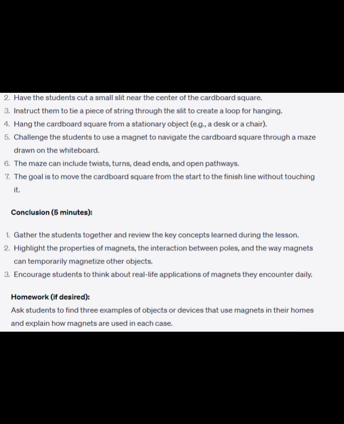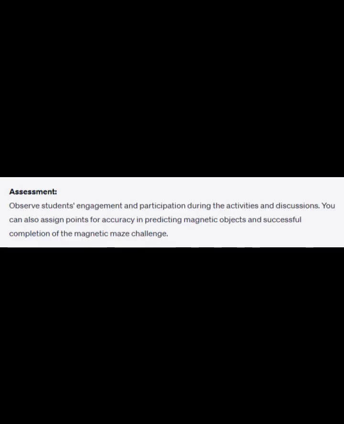Homework, if desired. Ask students to find 3 examples of objects or devices that use magnets in their homes and explain how magnets are used in each case. Assessment: observe students' engagement and participation during the activities and discussions. You can also assign points for accuracy in predicting magnetic objects and successful completion of the Magnetic Maze Challenge.